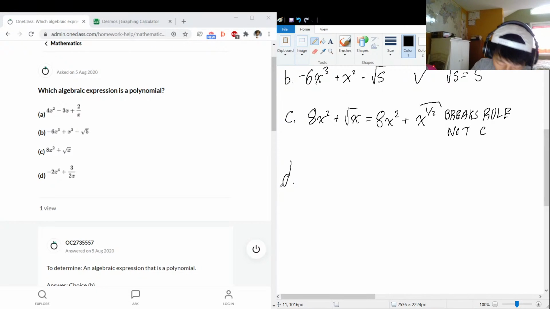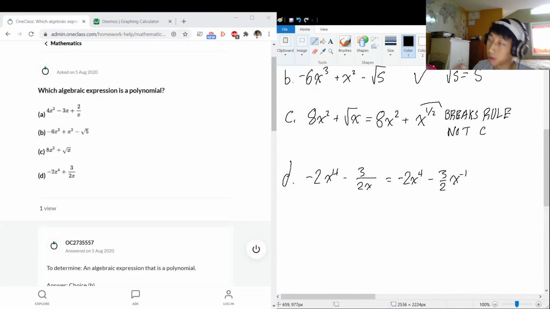Okay, so let's take a look at D. D is another one of those situations where we have negative 2x to the power of 4 plus 3 over 2 times x. When you have an x downstairs in the fraction, that just means its power is actually negative when you bring it upstairs. So we're going to have negative 2x to the power of 4 minus 3 over 2 x to the negative 1. Uh-oh, negative power. That's a rule breaker, so it's not D.